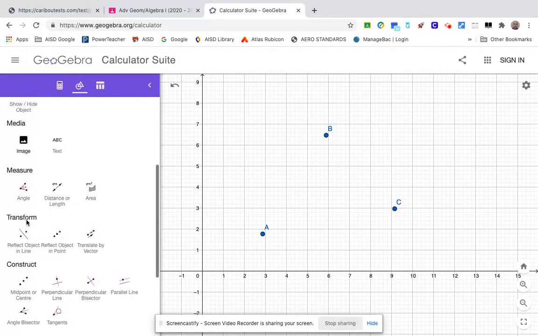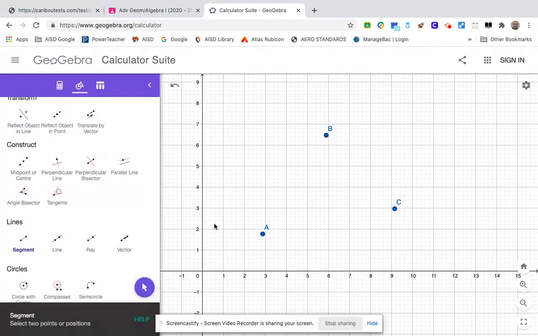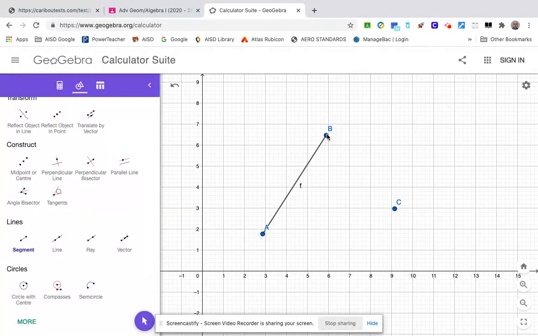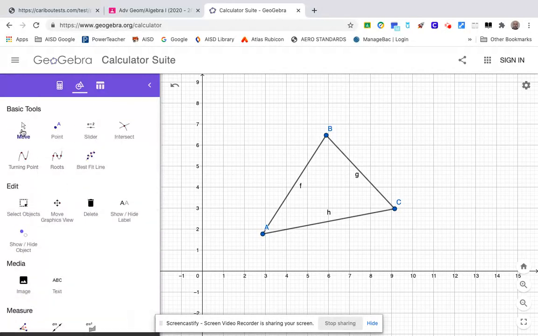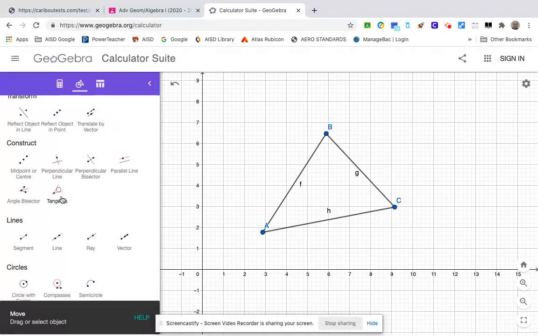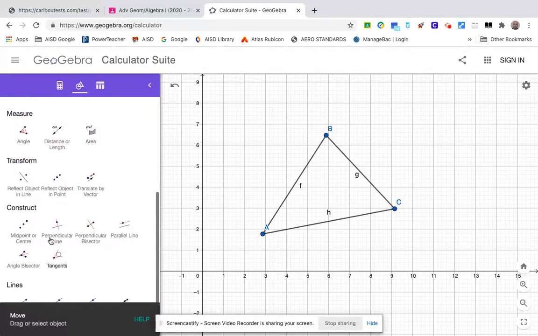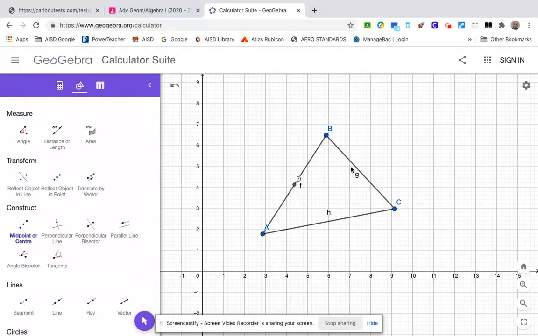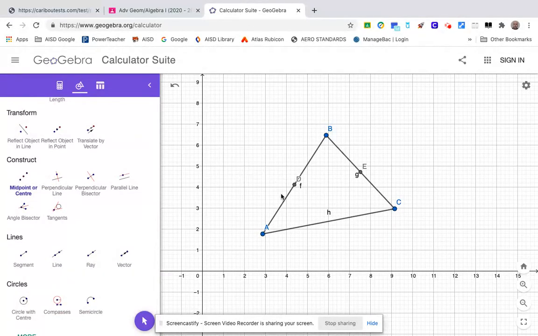And let's connect these sides with segments. Then the next idea is you're going to find the midpoints of two sides. Find the midpoints. So we have the midpoint D, which is the midpoint of AB, and midpoint E, which is the midpoint of BC.